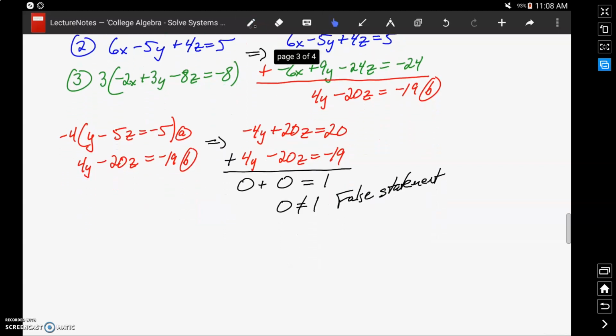So if we have a case like this, where our variables all cancel out and what's left over is a false statement, that means we have no solution. Or another way to say that is that this is an inconsistent system, meaning there is no ordered triple x, y, z that would make all three equations true simultaneously.